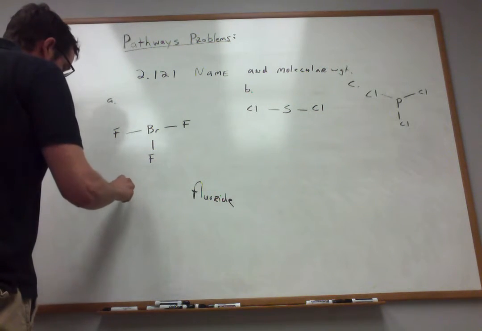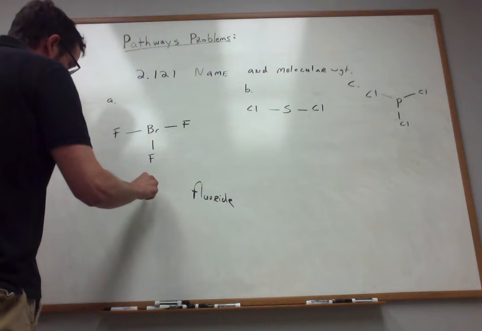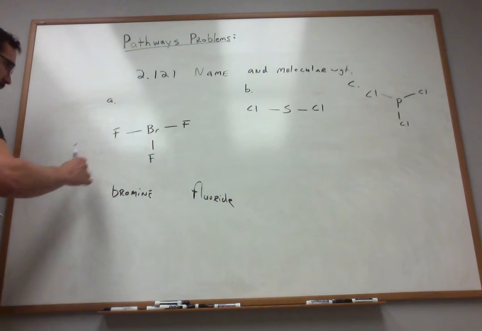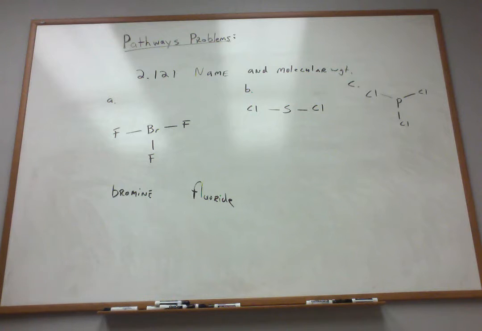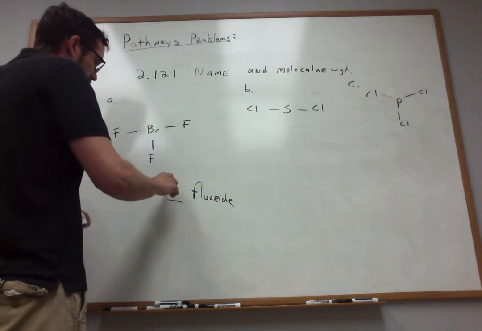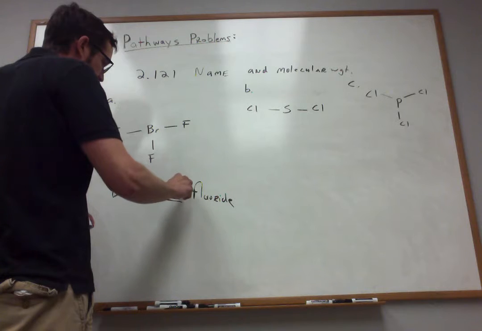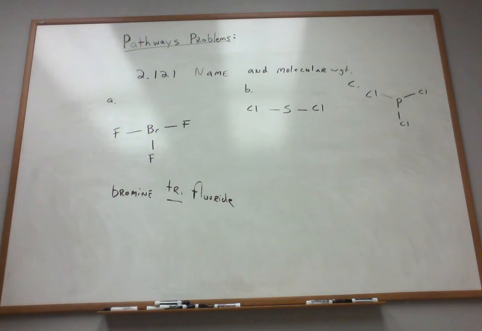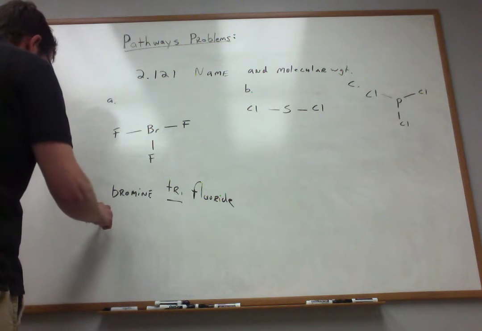Now what's the rule when the first element only has one copy? Usually we want to use mono, right? But for that first element, we typically don't use that, okay? But we do want to specify the number of copies for the fluorine, and it looks like tri would be an appropriate prefix. So we might call this bromine trifluoride. Bromine trifluoride.